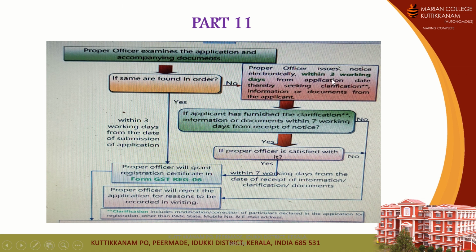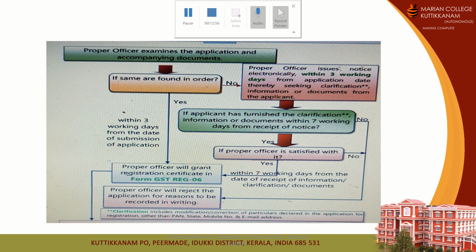In that case, the proper officer issues a notice electronically within 3 working days from the application date, in which he will ask for clarification. Clarification means correction of certain particulars which are already declared, like certain documents attached with the application. So he may ask for clarification and also for correcting that information. That notice will be issued within 3 working days.